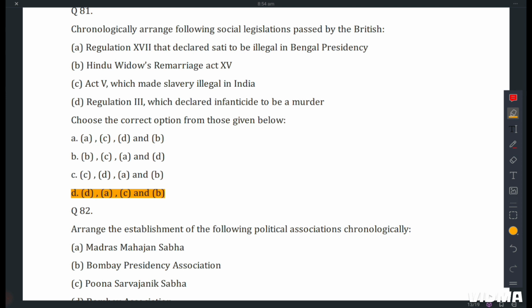First comes Regulation 3, 1789. Infanticide was first officially recorded by British rule in 1789 by the resident of Benares. Okay, law came in. It was first officially recorded in 1789 and law came in 1804. I am somewhat out today. I don't know why. Then sati became illegal. Okay, it was in 1829.